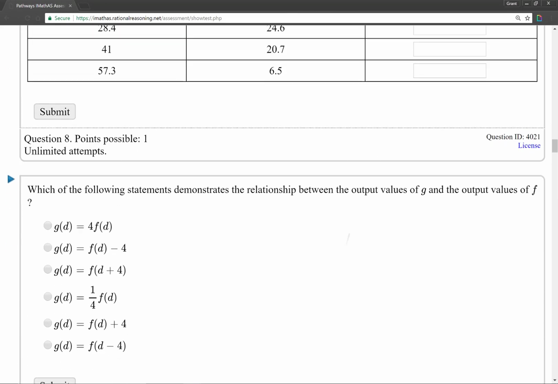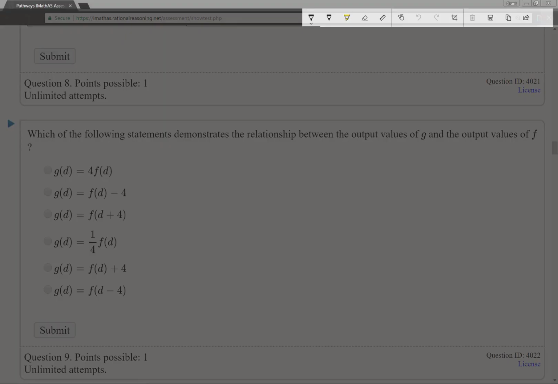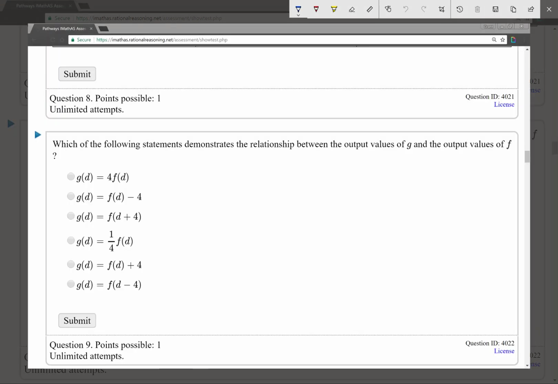Now, if we take that way of thinking, we should be able to express the output of g in terms of the output of f. We decided that in the new configuration, Kristen's height, which is represented by g of d, is always going to be equal to her height in the original configuration, but minus 4. So in this case, if we take her height above the ground in the original configuration and we subtract 4, that should give us her height in the new configuration. So g of d should be equal to f of d minus 4.